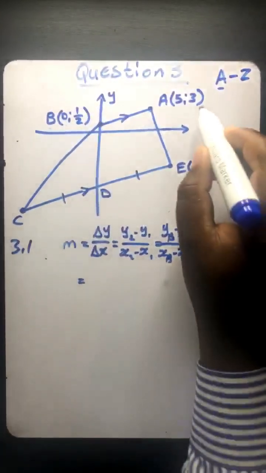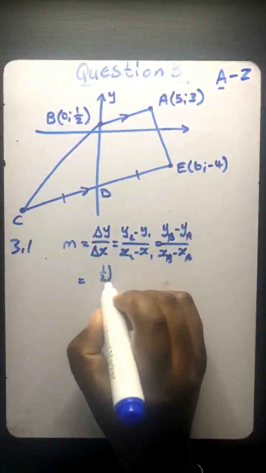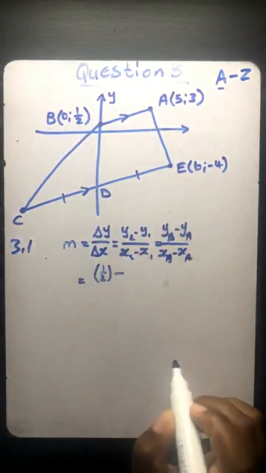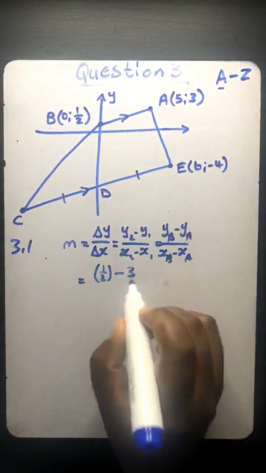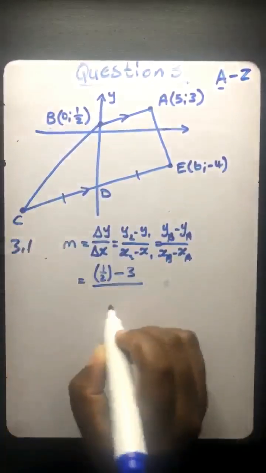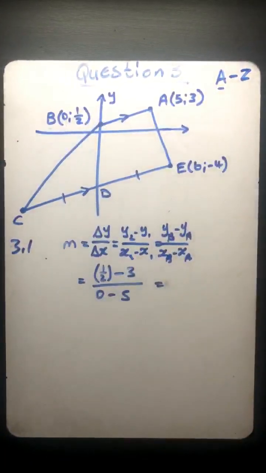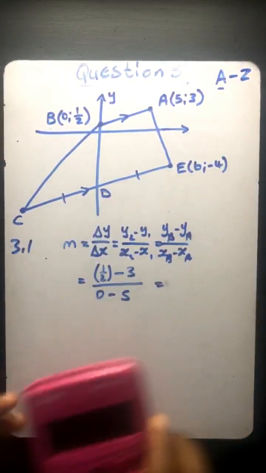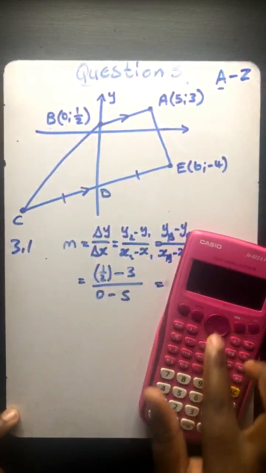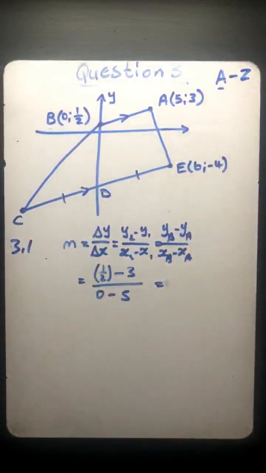So let's substitute. We have B being a half. So you are going to put the half inside brackets because it's a fraction. And then you say minus that one over there, which is 3, the whole of that divided by my x2, which is 0 minus 5. Then what you do is punch all of that on a calculator. So let's see, what answer are you guys getting there? 0.5 minus 3 over negative 5. I'm getting an answer, guys. What are you guys getting that side?